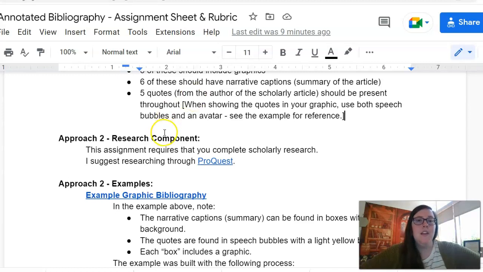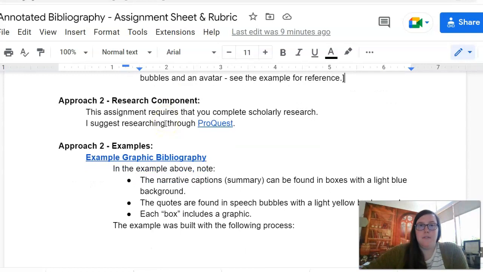This is, again, a research assignment. You are finding a scholarly article. This isn't your own argument. It is the argument of a scholarly article that you are summarizing. You're giving a graphic visual to, and you're quoting from it as well.